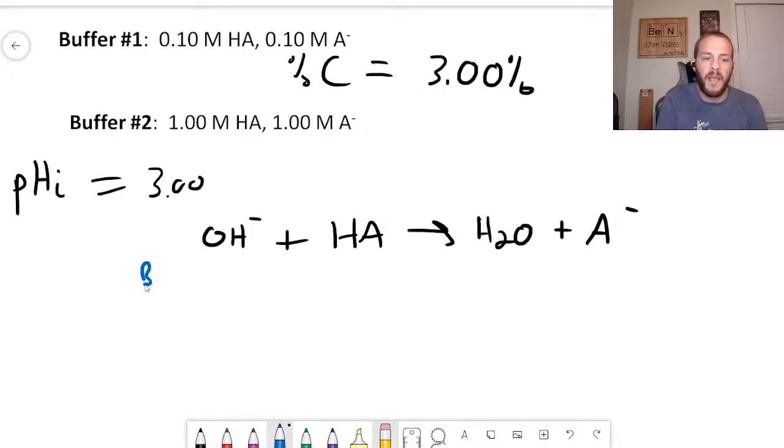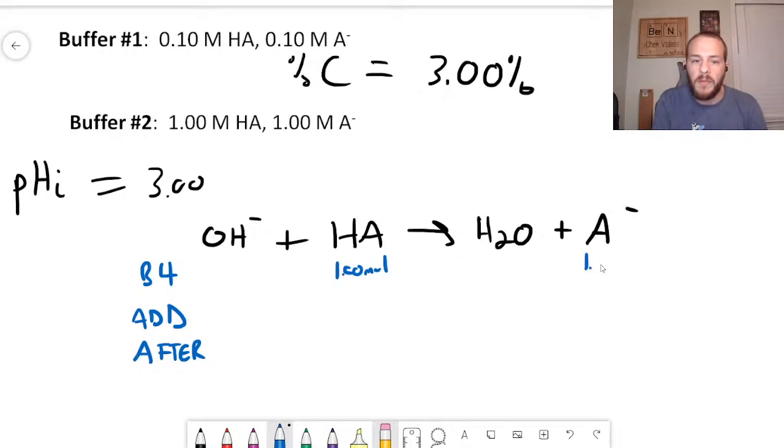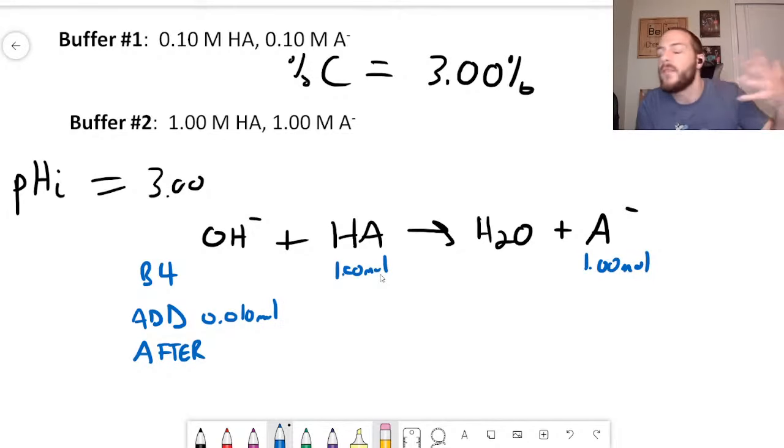We have our three rows where we have the conditions before the addition, what the addition is, and the conditions after the addition, right? So initially, we have 1.00 moles of our acid, 1.00 moles of our base. The addition given by the problem is 0.010 moles of that hydroxide ion. So that means the amount of our weak acid is going to decrease by this amount here, and the amount of our weak base is going to increase by this amount here.